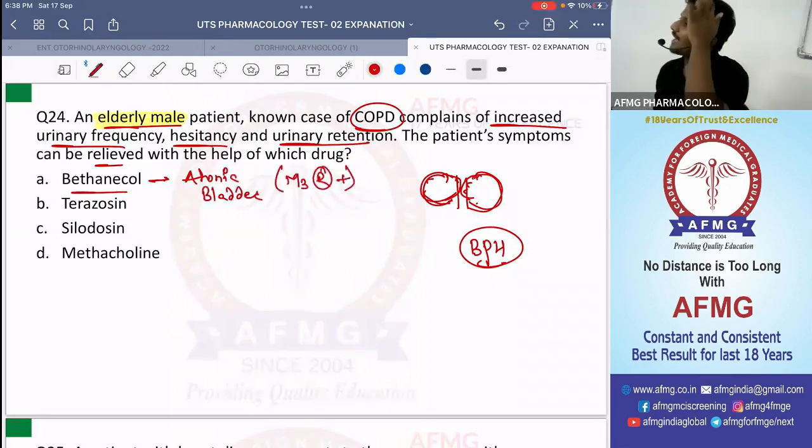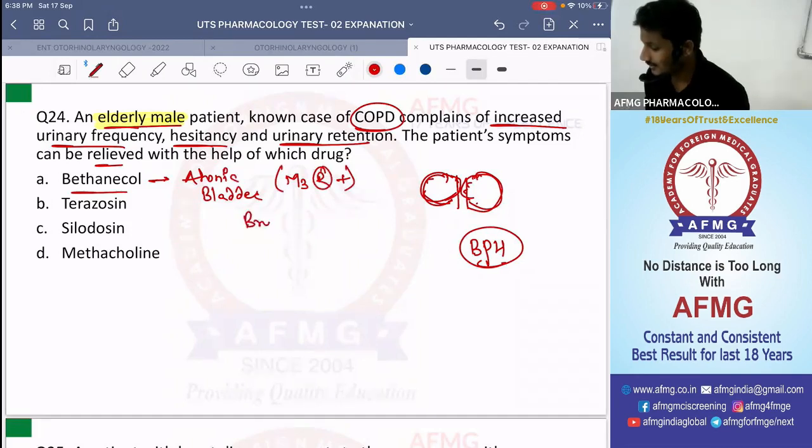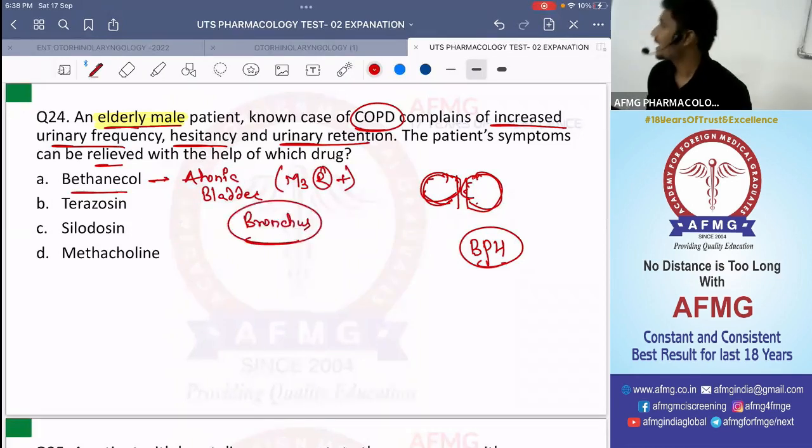But what is the problem with Bithanicol? Bithanicol will also non-selectively act on the receptors, that is the M3 receptors in the bronchus, and that will cause bronchoconstriction. तुम्हारा patient कौन है? COPD. He is having respiratory distress. So these are absolutely contraindicated in a COPD or an asthmatic patient.